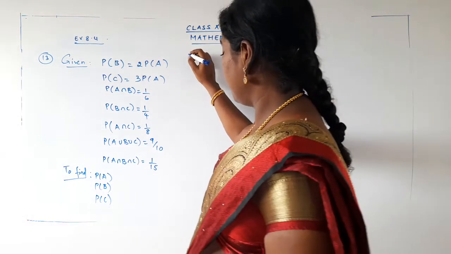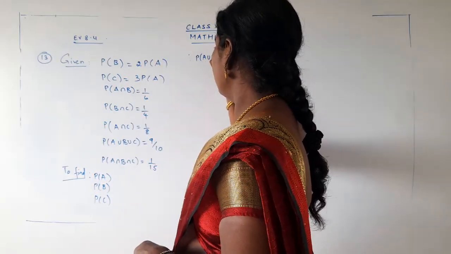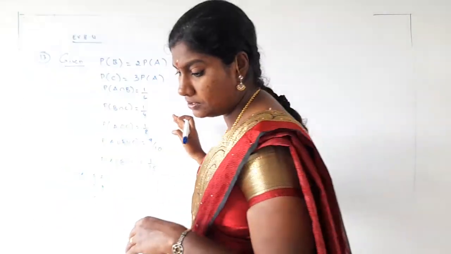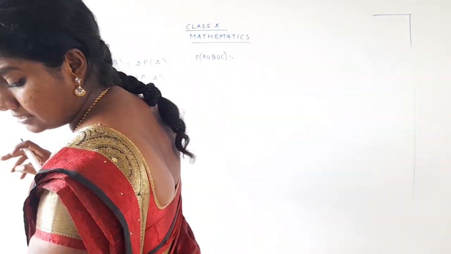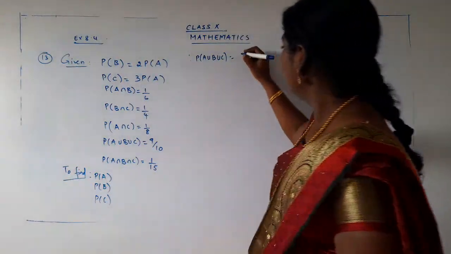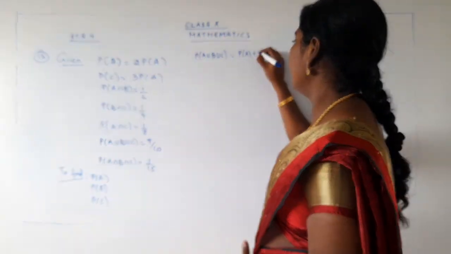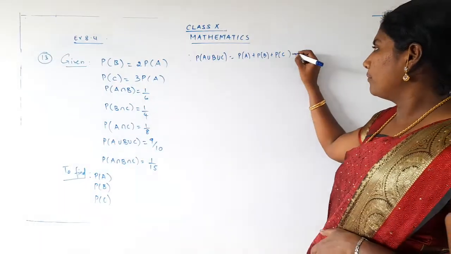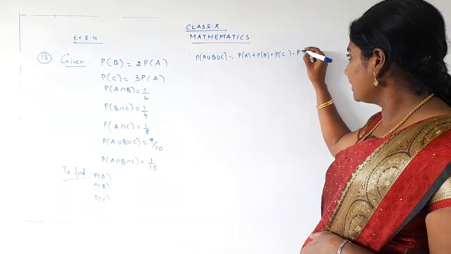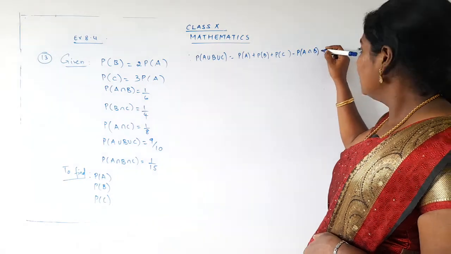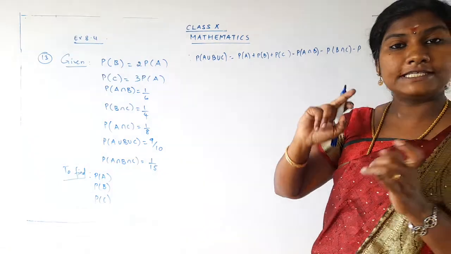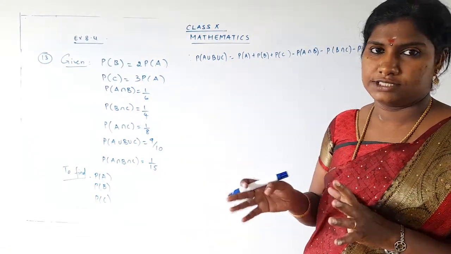So I'll write down here, therefore, P of A union B union C is equal to, already we have given you the formula and the points, remember. So P of A union B union C is equal to P of A plus P of B plus P of C. Okay, first you have to add the probabilities of all the events, then you have to subtract P of A intersection B minus P of B intersection C minus P of C intersection A, or you can take A intersection C, they are one and the same.